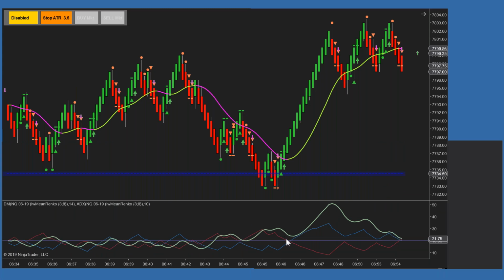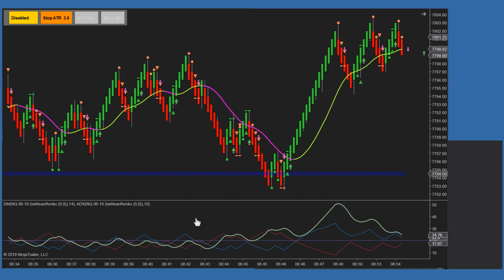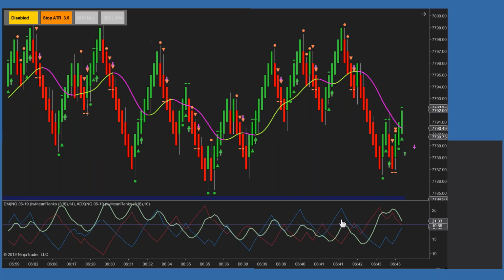All right, so now what we've done is we have the same indicator working. Your directional moving index, your blue and red lines, are working on a 14 period, but we've made the ADX, the trend indication, a little bit more sensitive. So it's now calculating on a 10 period. The idea is that maybe we can pick up a trend a little bit faster.